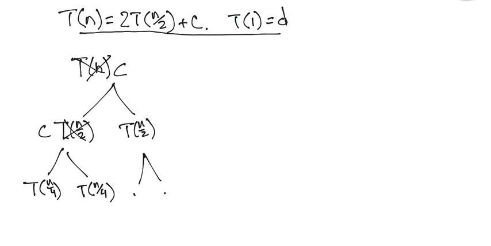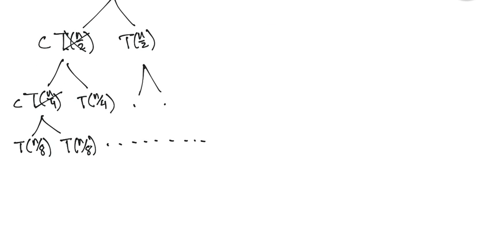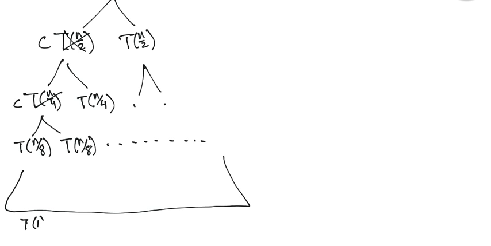And similarly here. Well, I'll bet you can guess what's going to happen next. Exactly, we can replace T of n over 4 with 2 copies of T of n over 8 plus c, and so on. There's no need for us to continue expanding this because we can imagine what's going to happen. It's going to eventually span out until we get down to the very bottom level where we'll have T of 1. And we know that T of 1 is equal to d.